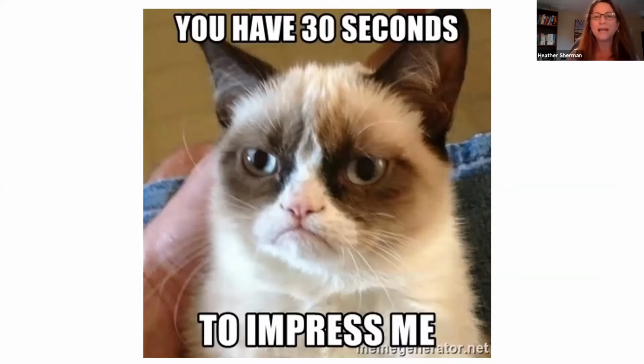Starting off with cats, of course. So let's start off with the elephant or the cat in the room, and that is that it's actually really hard to craft an elevator pitch. It's not easy. So when somebody says, go ahead and write your elevator pitch, 30 seconds long, sounds easy enough, but it's not.